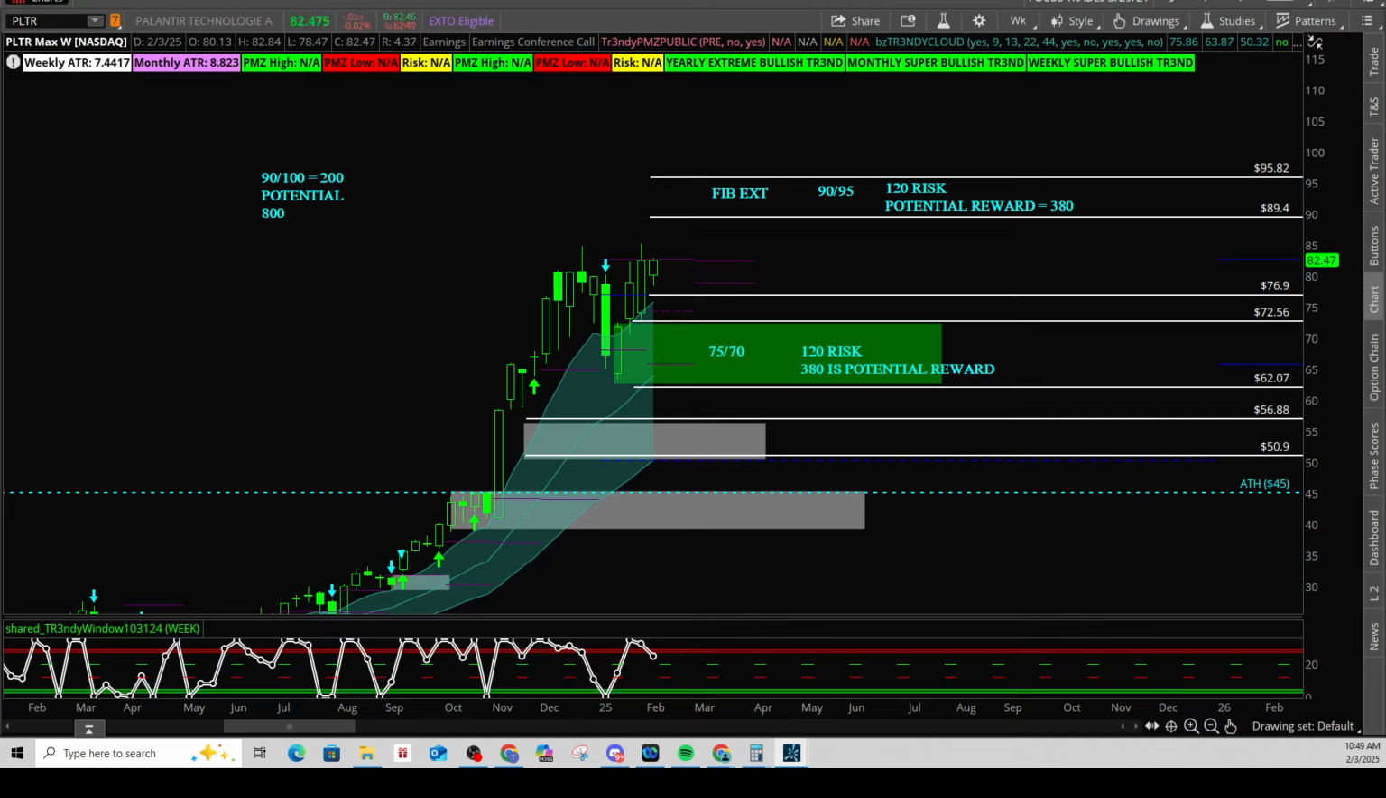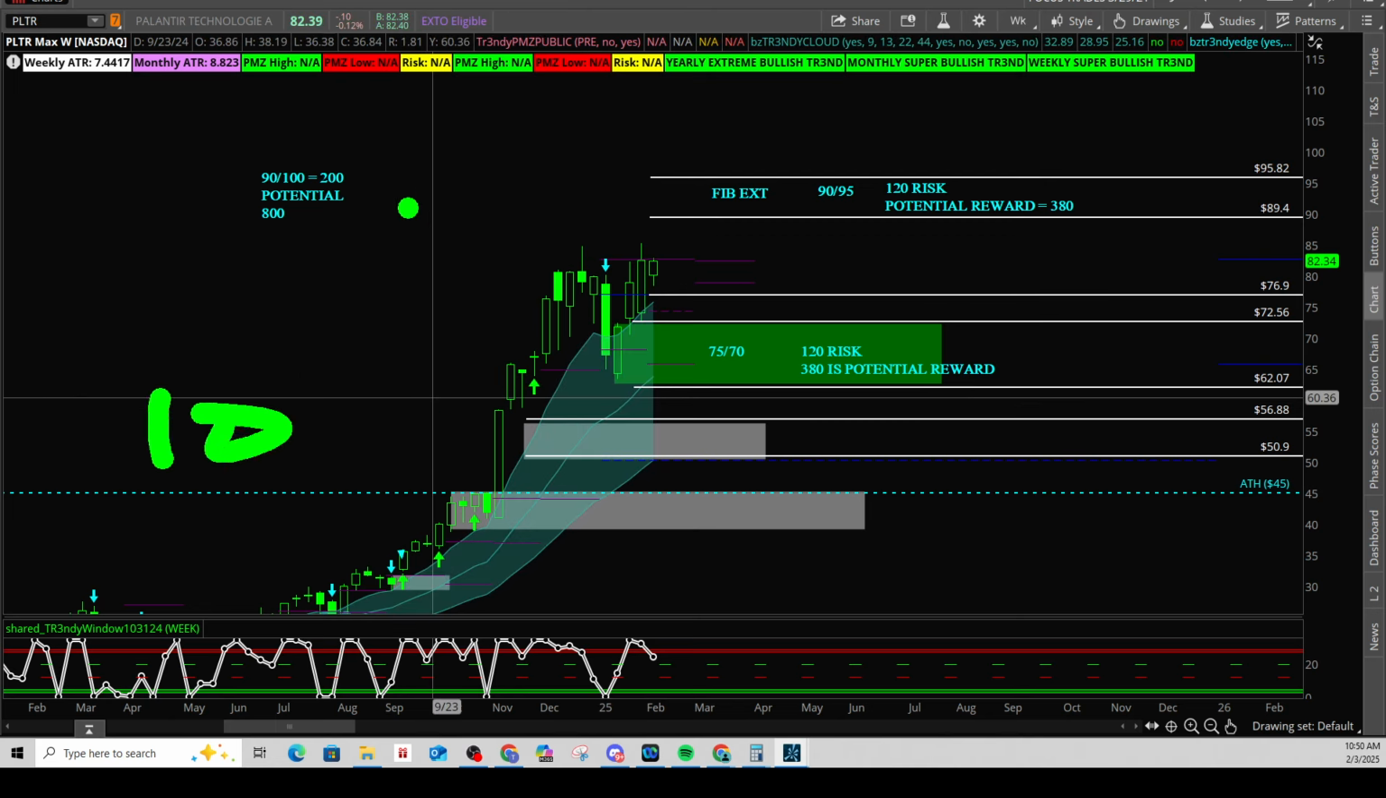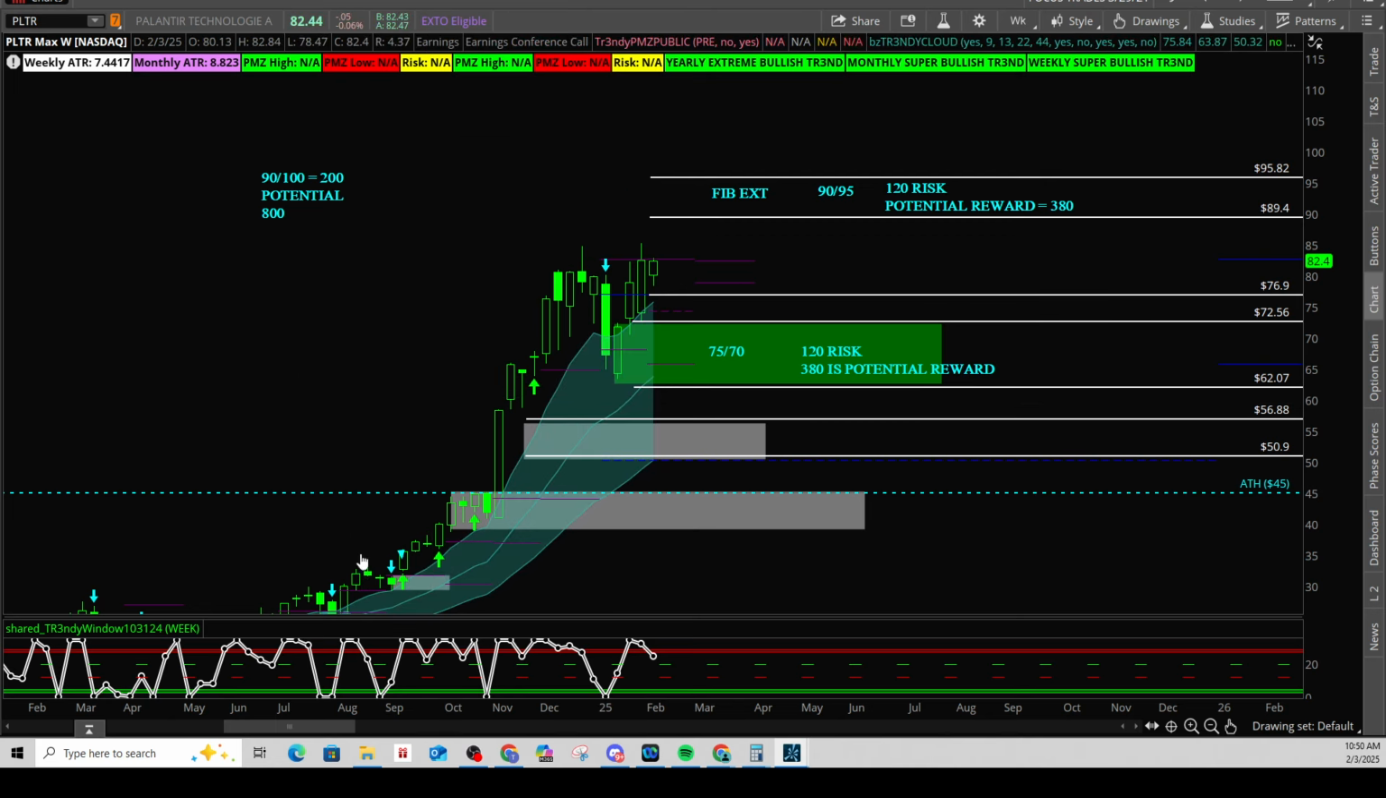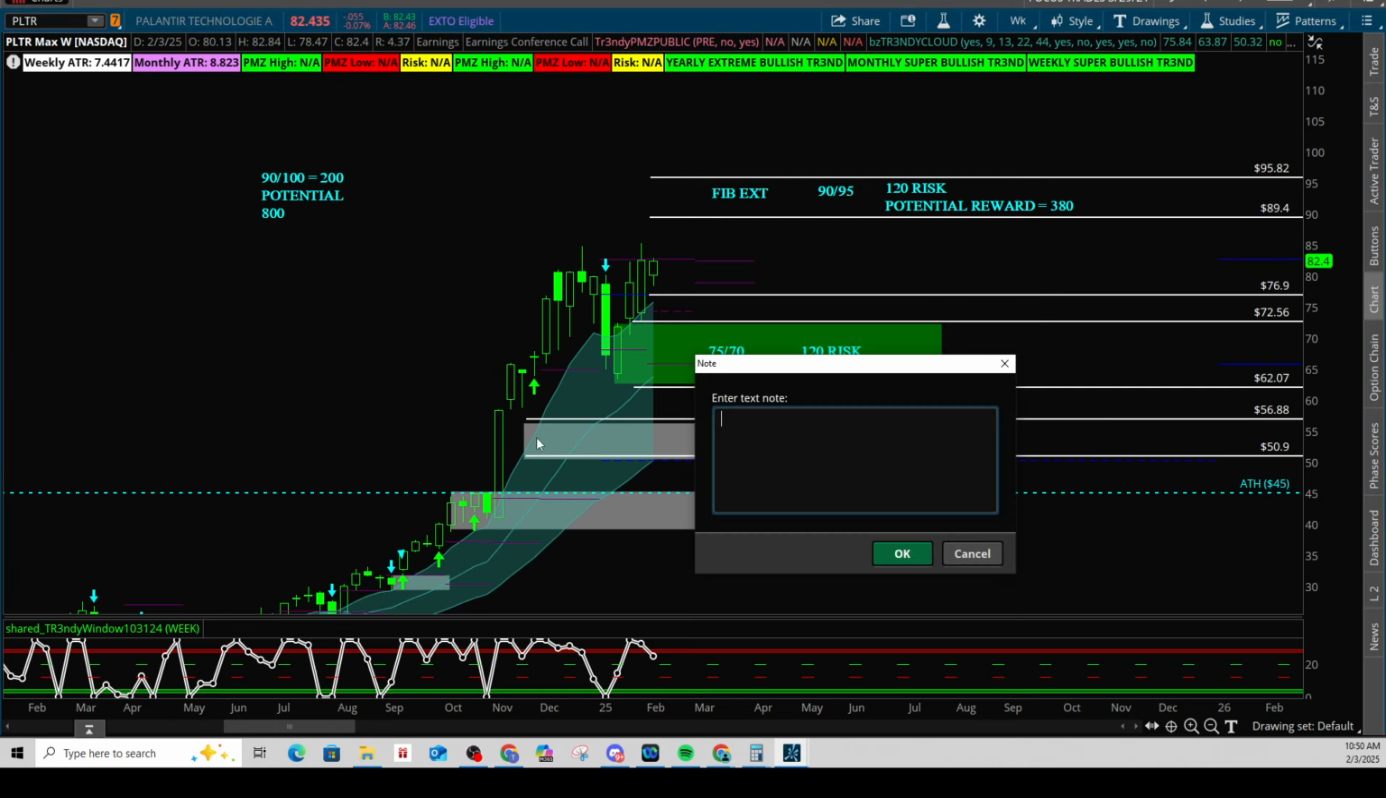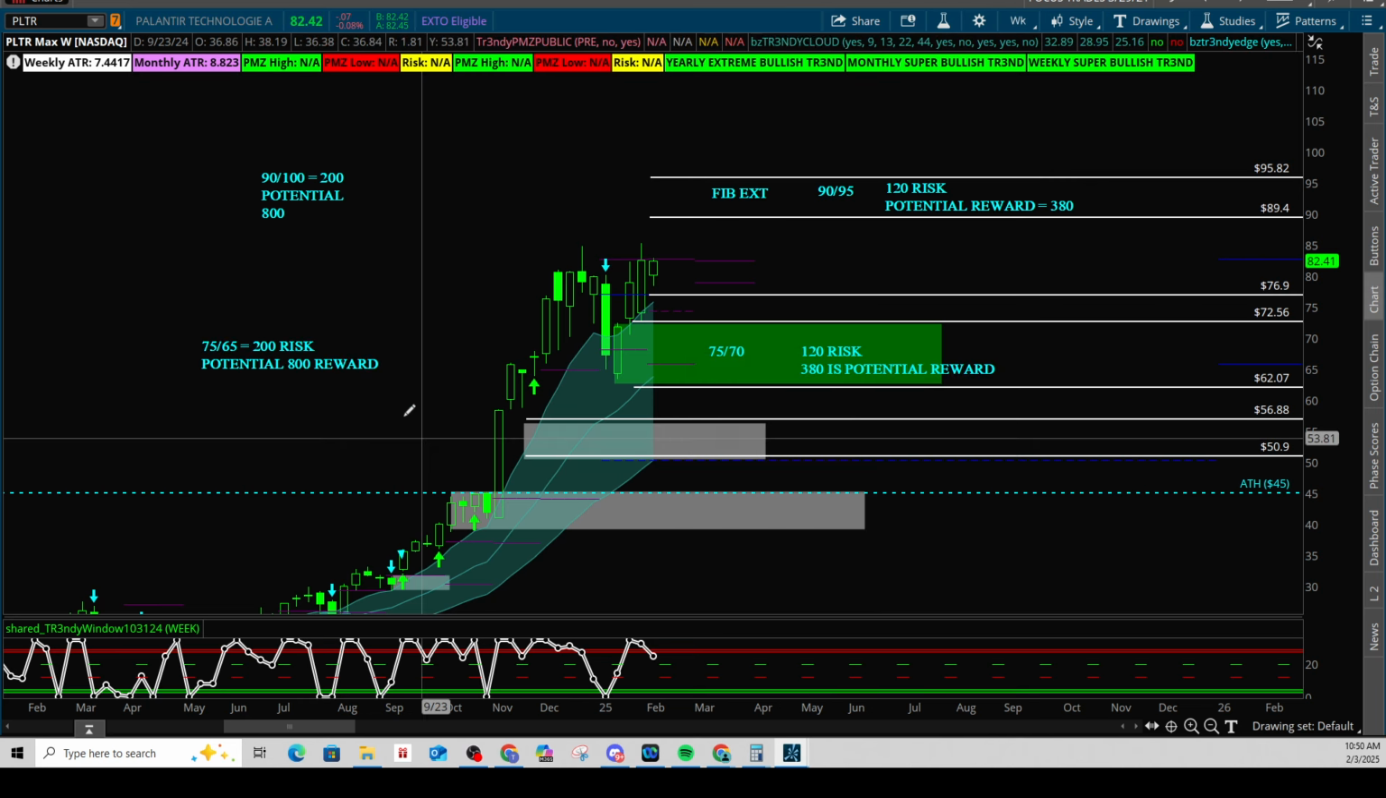Now let's do the same thing, but using these numbers, 75 by 65. The same thing is 293, guys. Or sorry, it's $2. So basically for a 10 wide on both sides, now it's going to look like this. 75 by 65 equals about 200 risk, potential 800 reward. I like this one a little bit better.